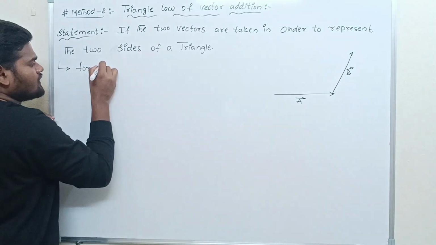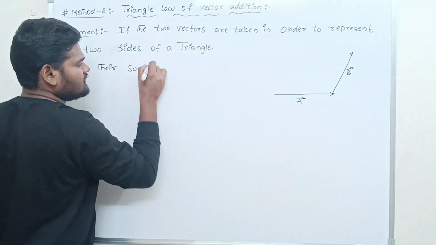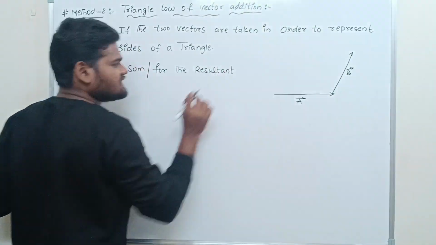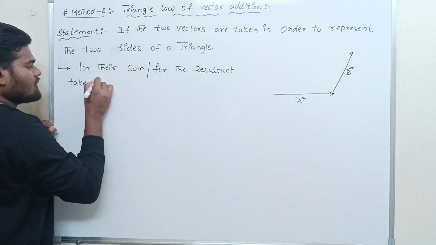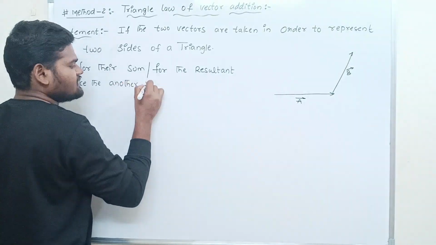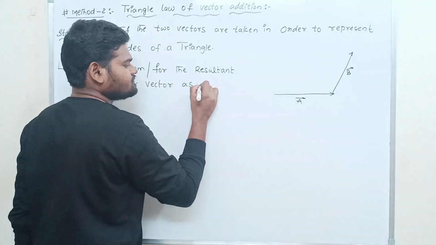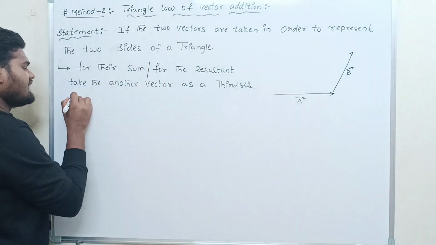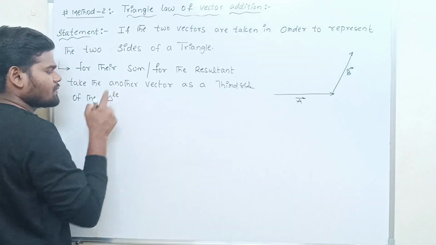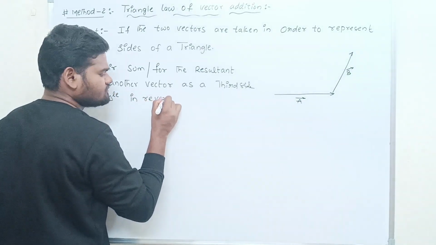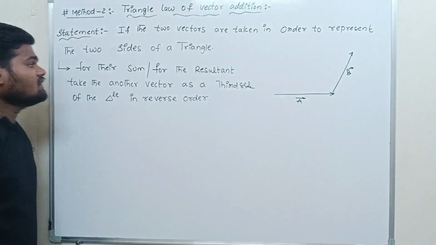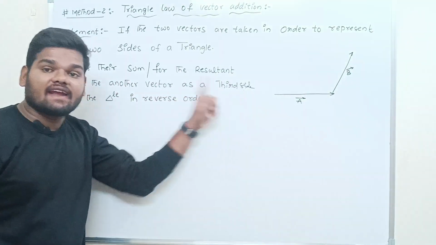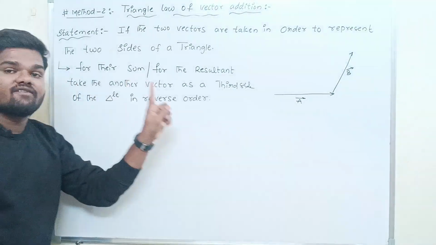So for their sum or for the resultant vector, take the another vector as a third side of the triangle, in reverse order. Are you getting? So for their sum or for their resultant, we have to take the another vector as a third side of the triangle, in reverse order. Have a look.